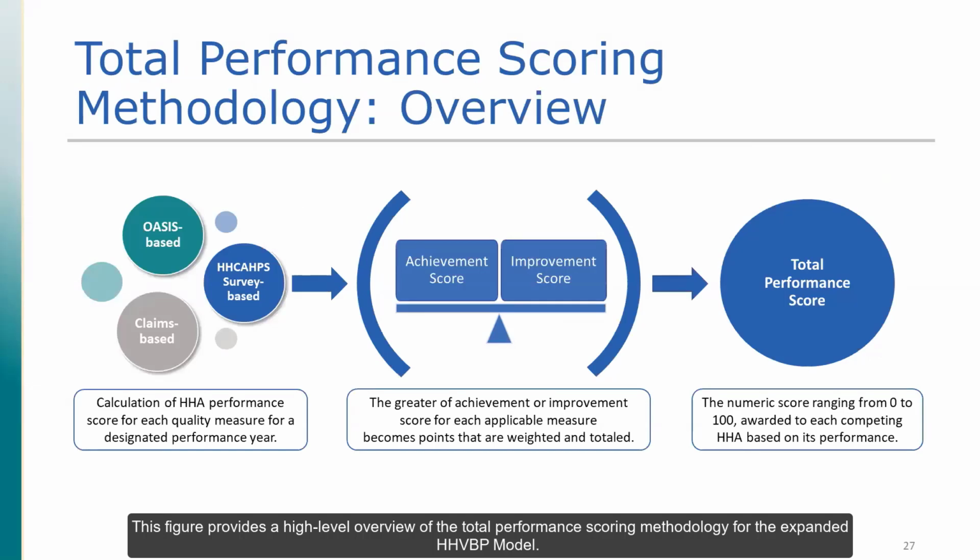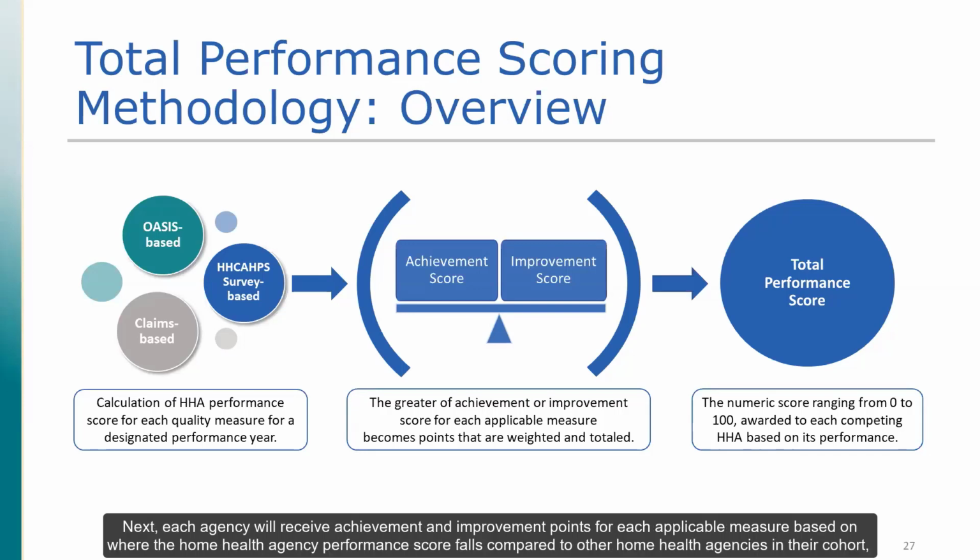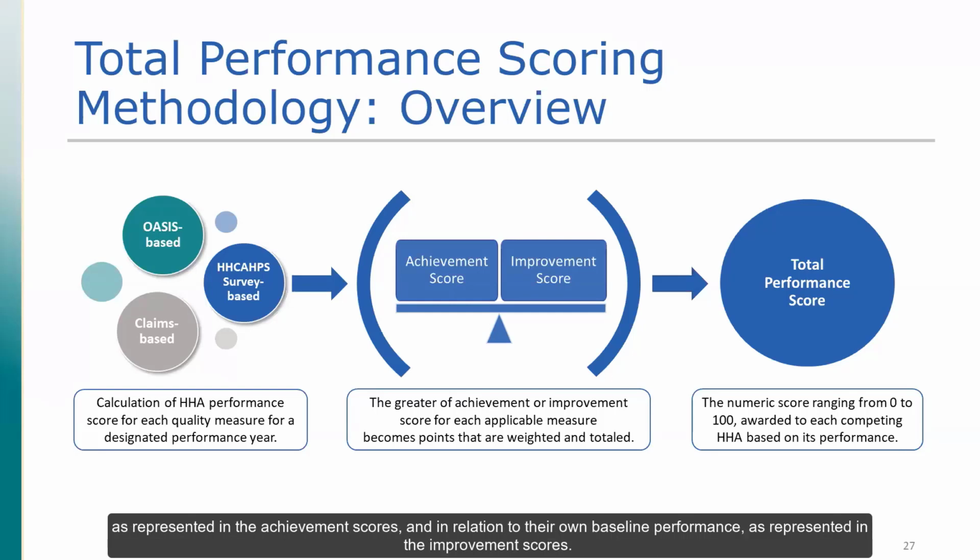This figure provides a high-level overview of the total performance scoring methodology for the expanded HHVBP model. Total performance scoring begins with each agency receiving a score for each quality measure for the designated performance year. Next, each agency will receive achievement and improvement points for each applicable measure based on where the home health agency's performance score falls, compared to other home health agencies in their cohort, as represented in the achievement scores, and in relation to their own baseline performance, as represented in the improvement scores.